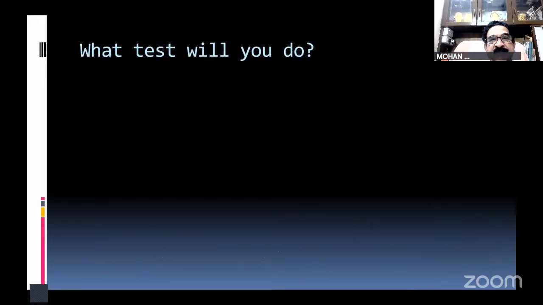Now let us see. So what test do you want? What is the cause of this? Now we know it is a superior oblique palsy. What test do you need to do?